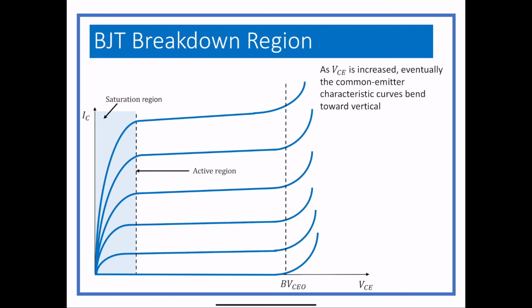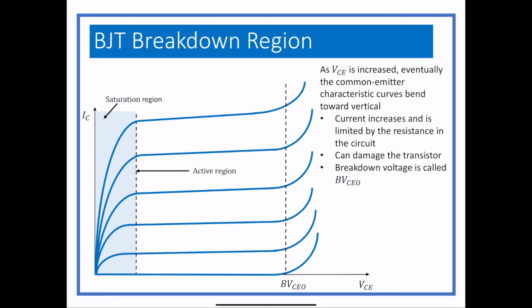As VCE gets bigger and bigger, all of the curves eventually start to bend up. What is happening is the current is going up, but the resistance in the circuit limits the current, and it ends up heating the transistor and can actually damage it if it's run in this mode. So we tend to go below this breakdown voltage, which is called BVCEO. CEO stands for collector emitter with the base open.